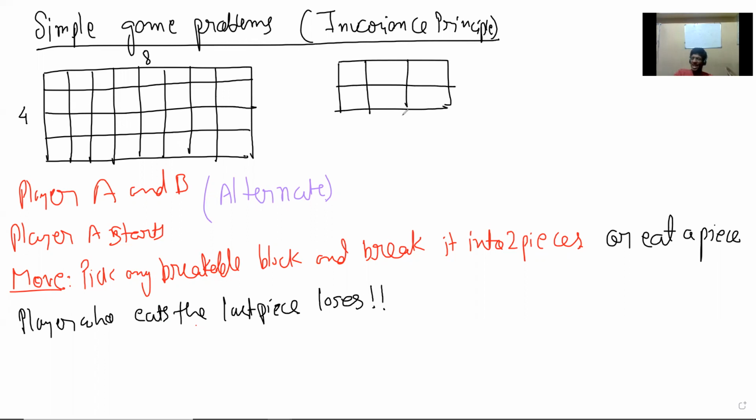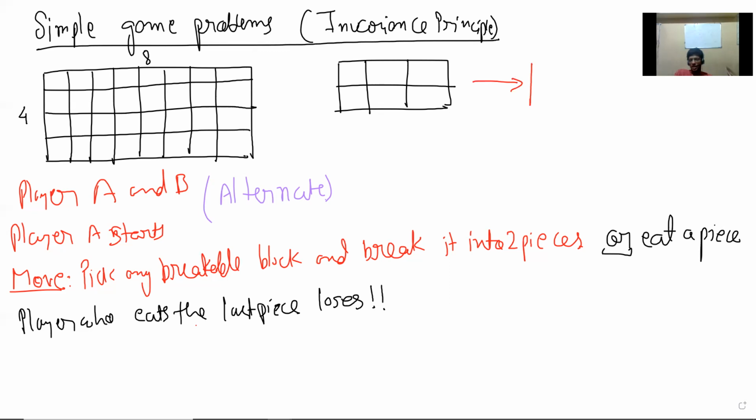Initially, A would not want to eat, because if A eats in the beginning, then you don't break. You just eat in that move. That's why it's just an or. Either this or that. The point here is that if A eats in the first move, then he has to eat the whole piece. So he doesn't do that. Otherwise he loses, right? So he will not do that.